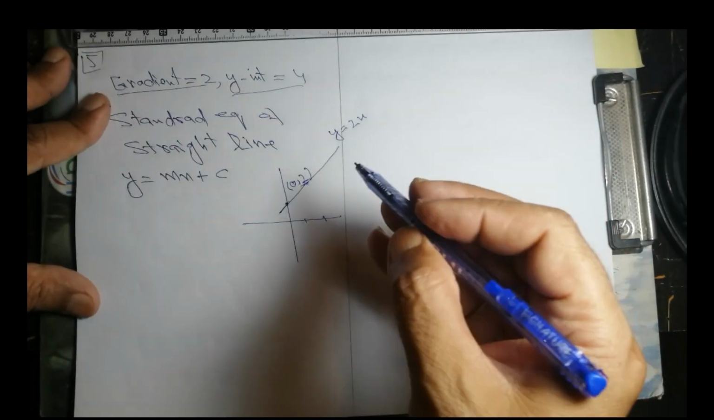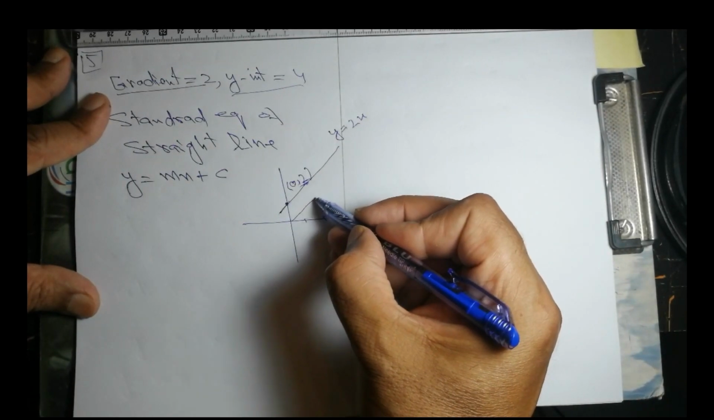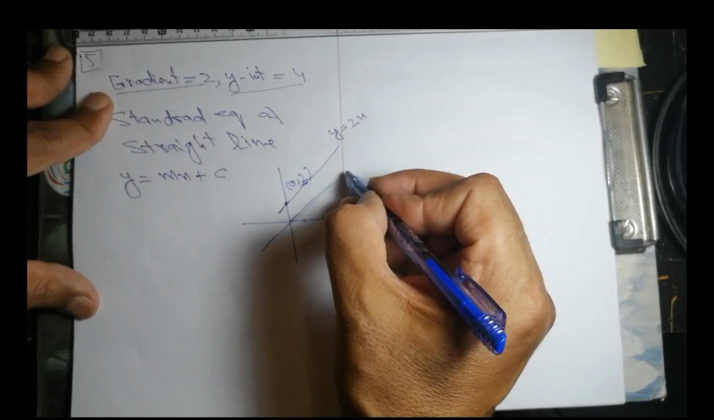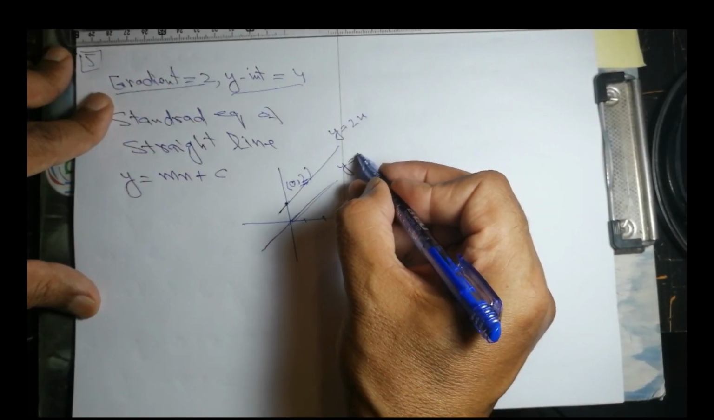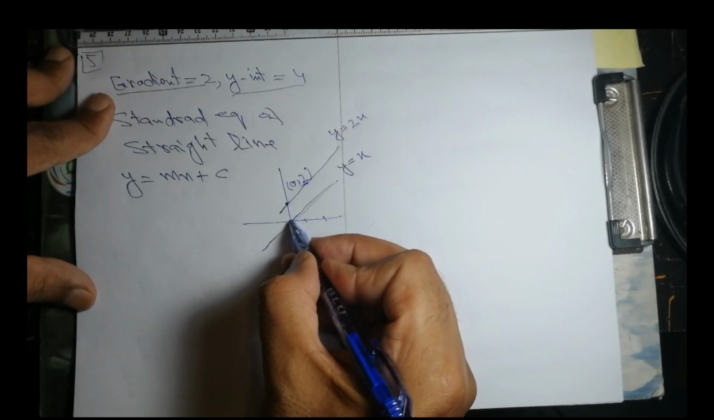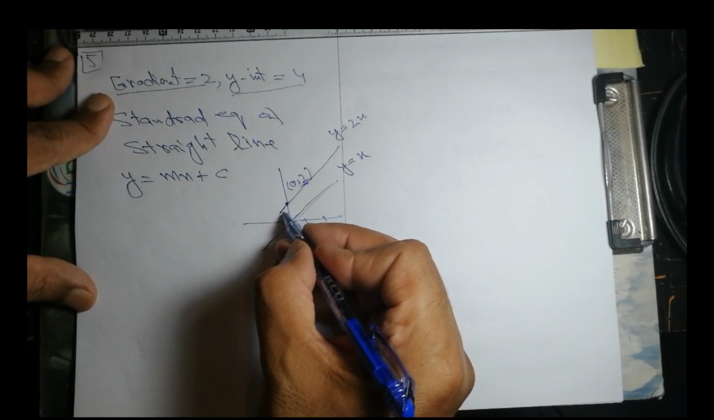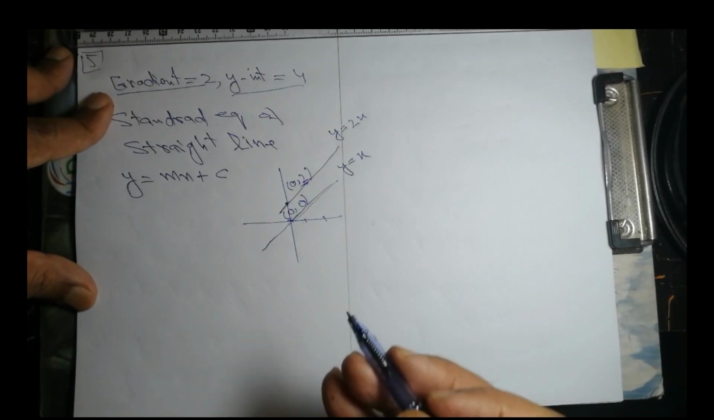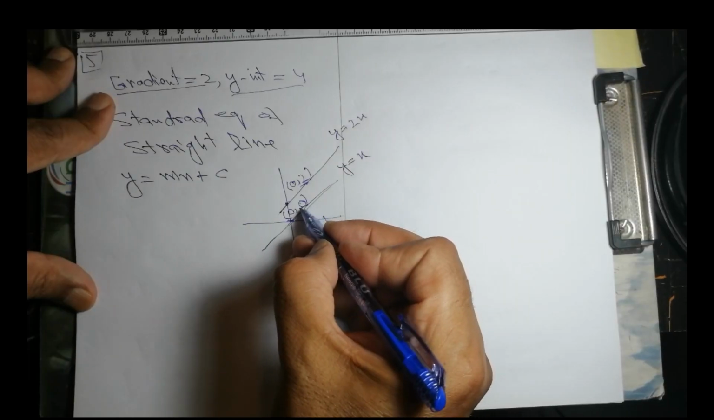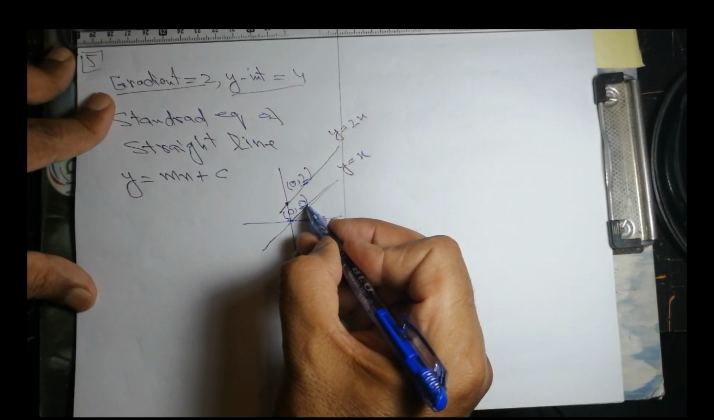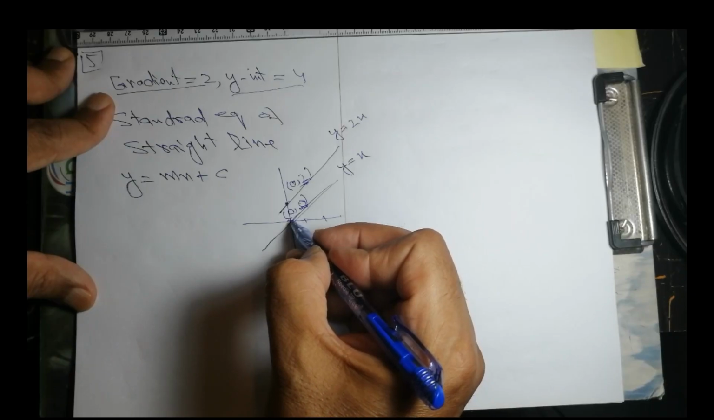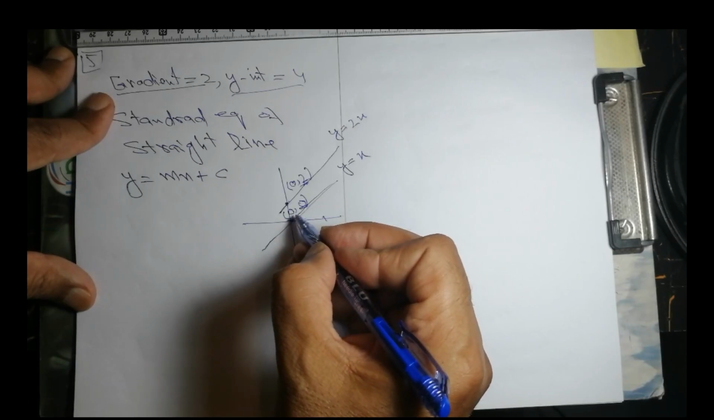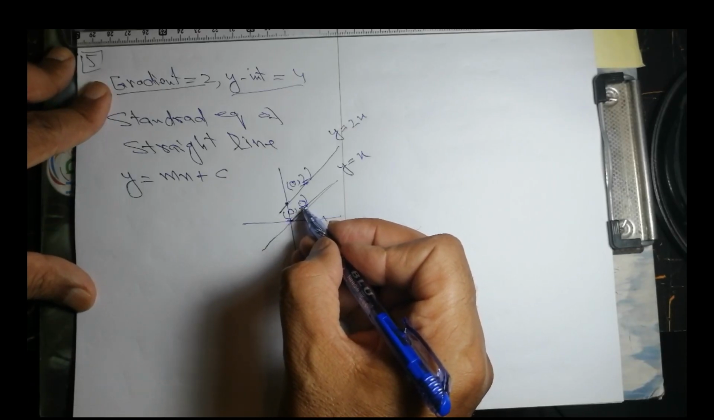Suppose we have one more line which is passing through the central point. For example, its equation is also y equal to 2x or y equal to x. So it is passing through the central point, which has coordinates 0, 0. So what is the y-intercept? It is the y coordinate at the point where it intersects the y-axis. This line intersects the y-axis at 0, 0, which means its y-intercept is 0.